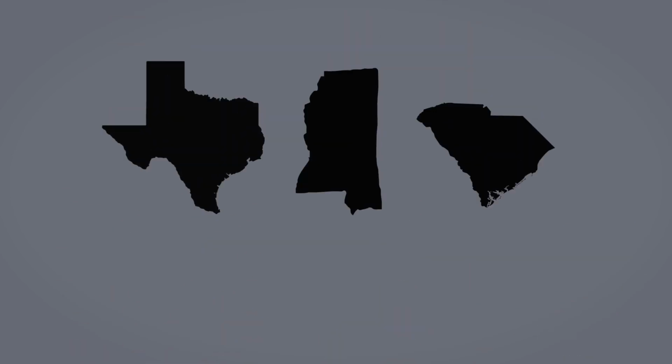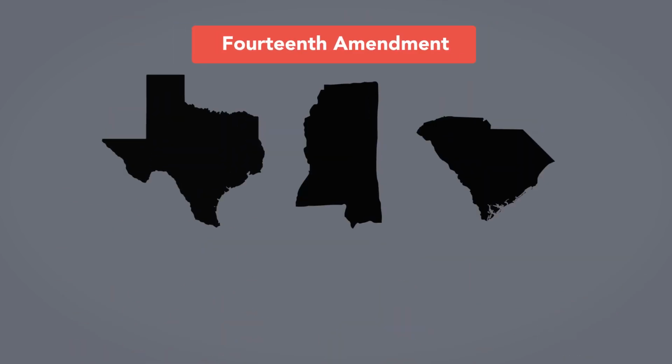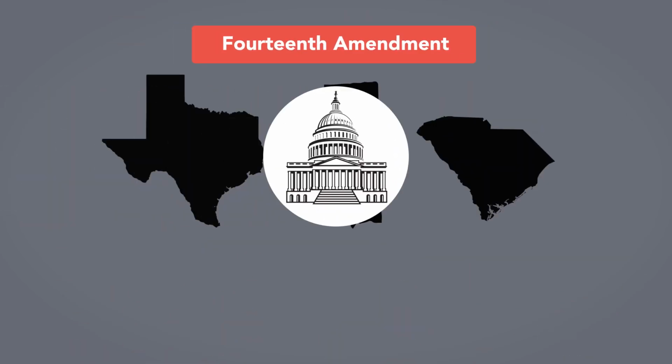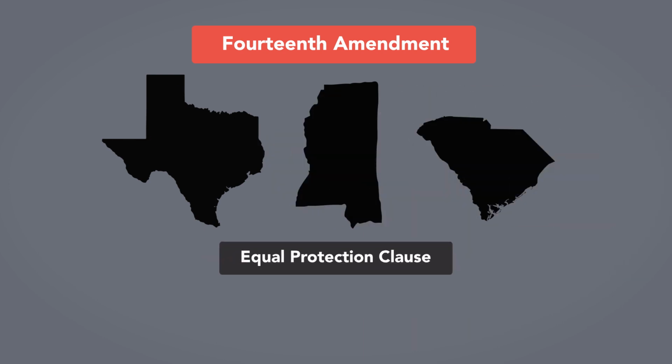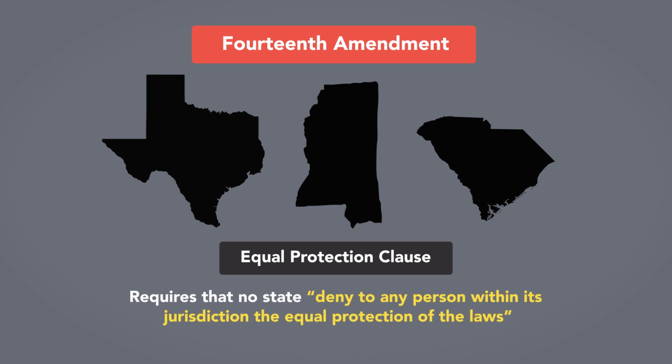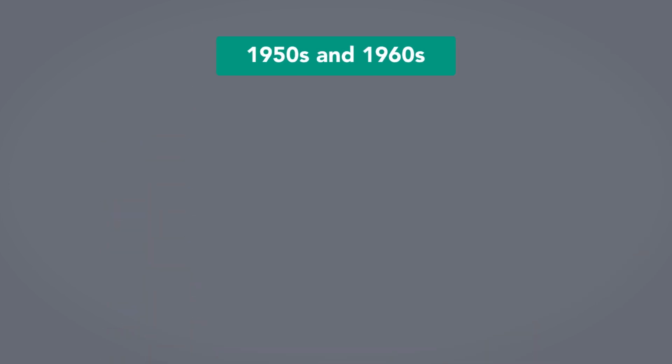In response, Congress forced southern states to ratify the 14th Amendment as a condition to regain representation in the federal government. The Equal Protection Clause, located at the end of Section 1 of the 14th Amendment, requires that no state deny to any person within its jurisdiction the equal protection of the laws. It would take almost a century for the amendment to be enforced, though.